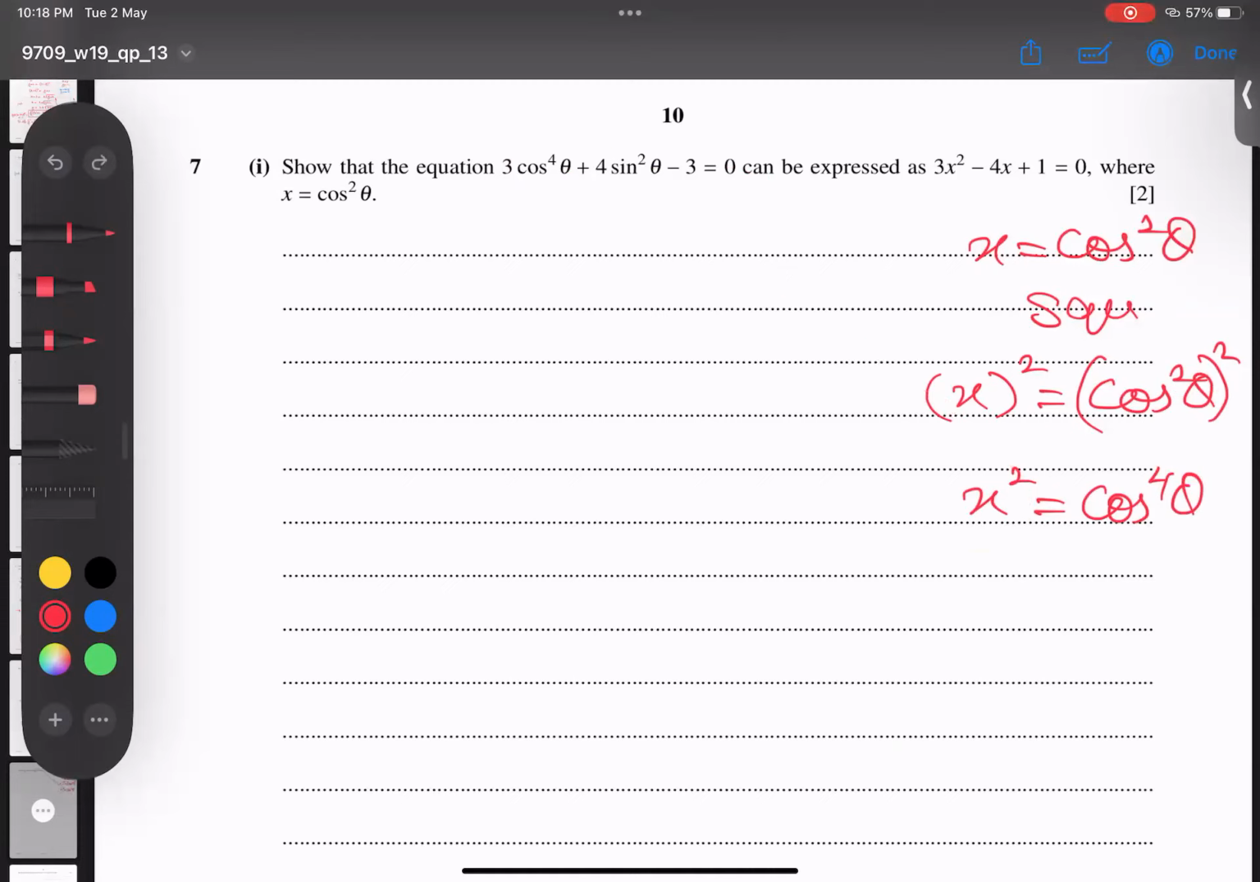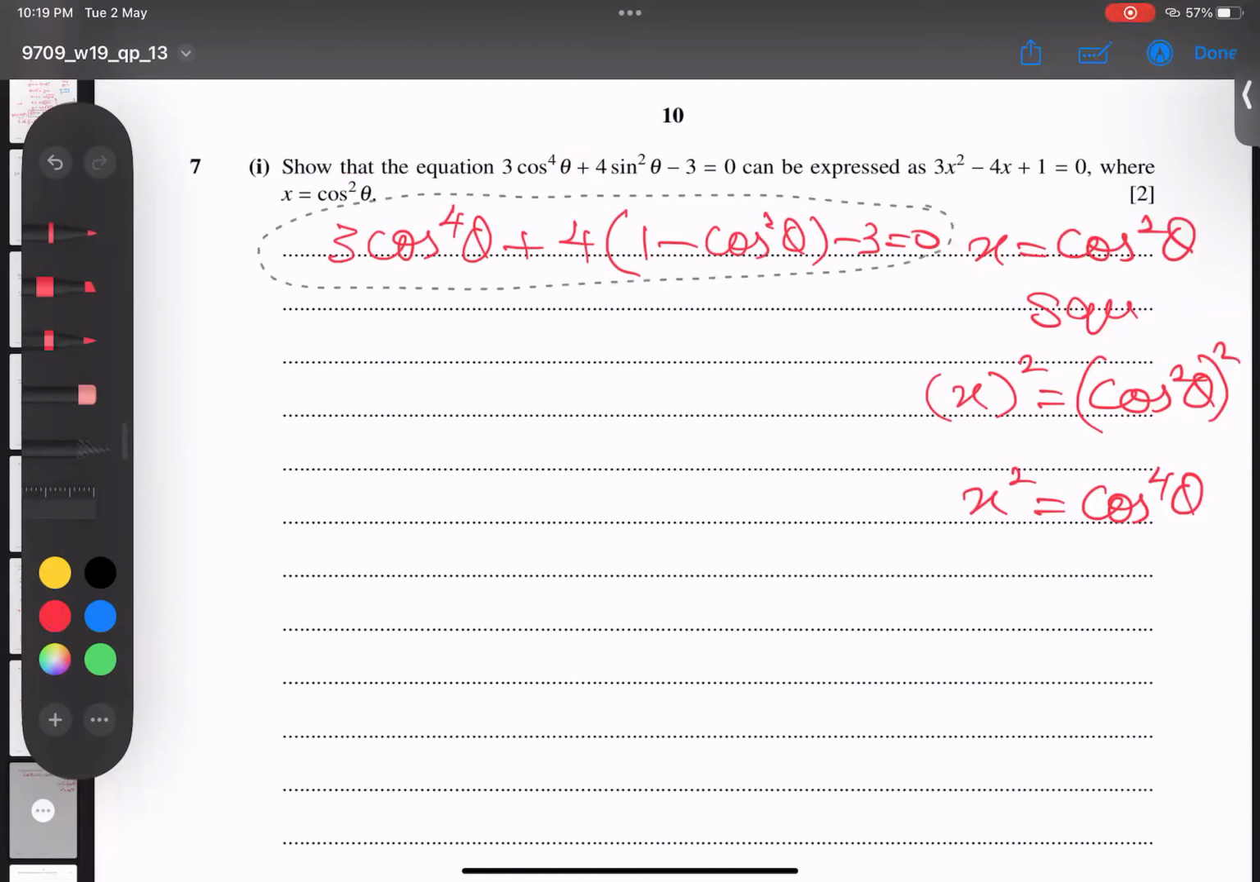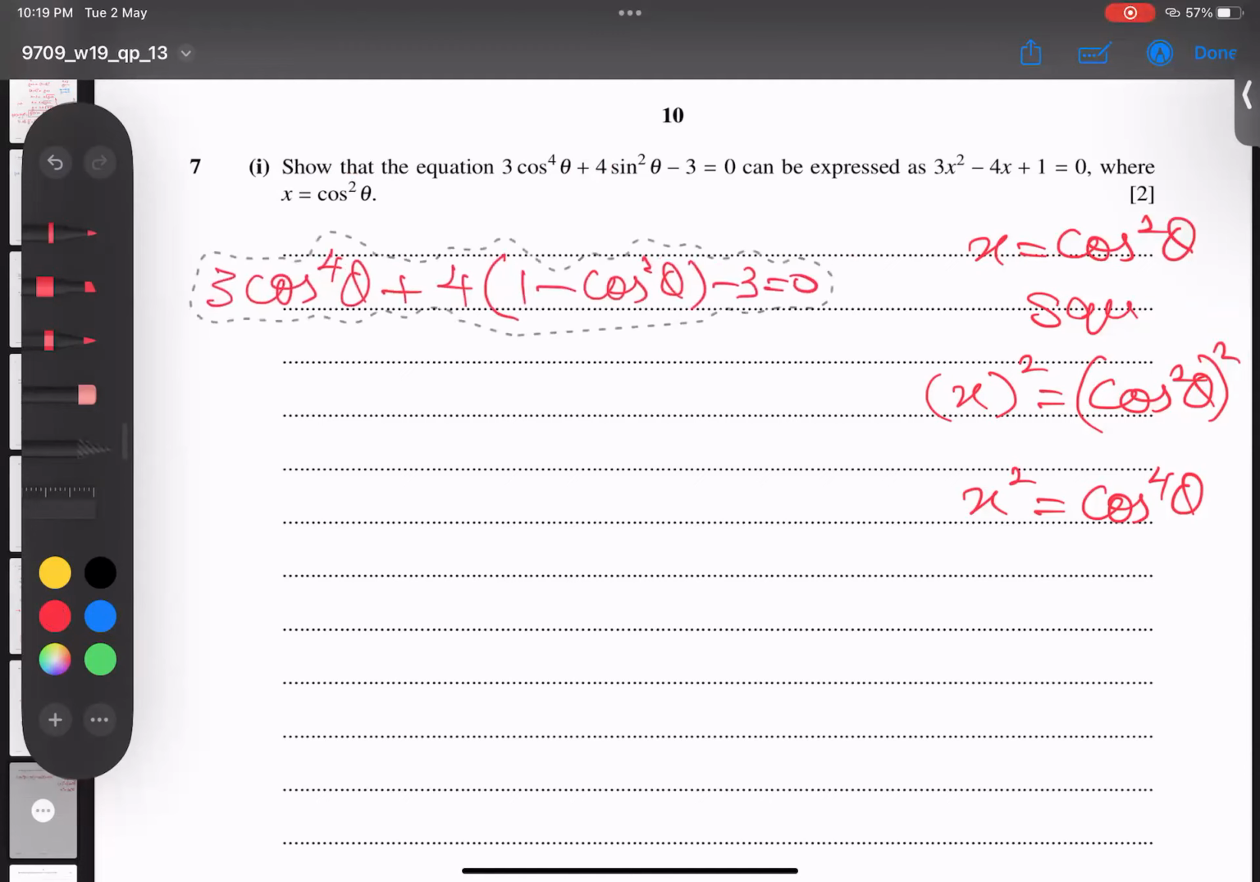So in this equation I'm getting 3x to power 2, 4x and plus, and wait a minute. No. Here I can replace cos, but here it is sine square. So I can replace this sine square by 1 minus cos square. I think that's clear. So this equation, I hope you understood.